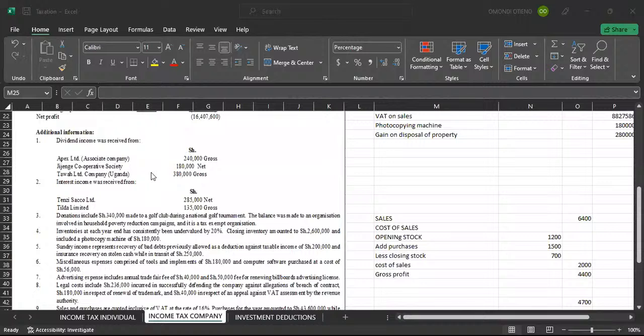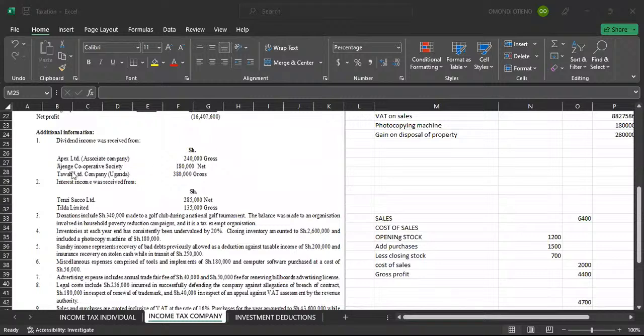Dividends from an associate company is exempted from taxation, and therefore this value is not going to be used anywhere in this particular question. It has no space anywhere. We are not going to use it.